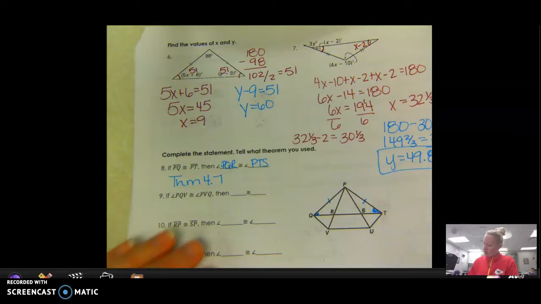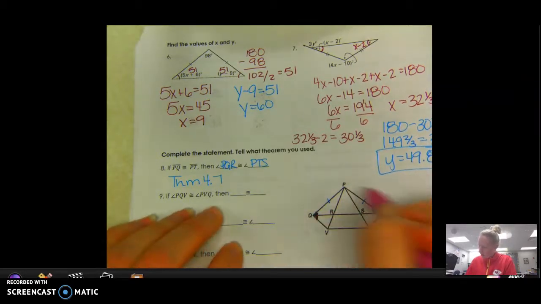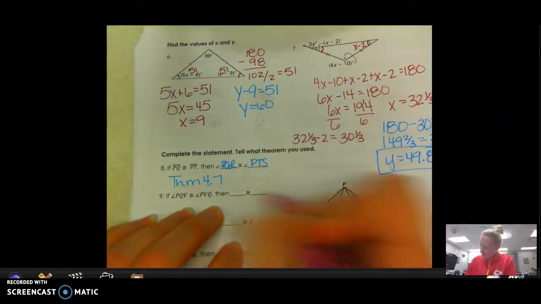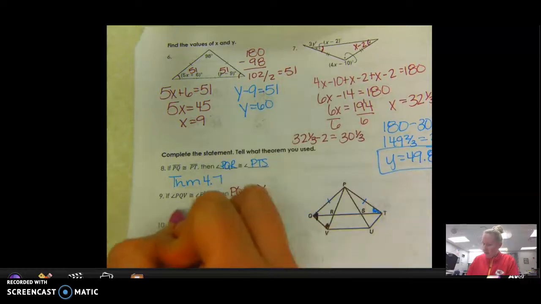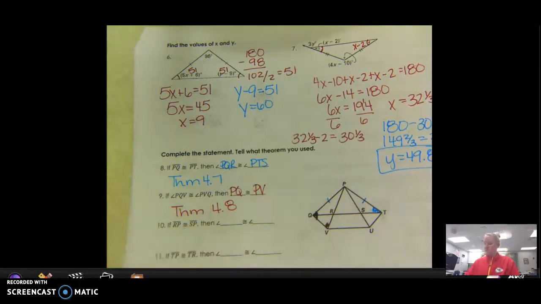Okay, so the next one, if angle PQV, so this angle in here, so this gets a little confusing to see, guys, is congruent to angle PVQ, this angle in here, that means that this side, PQ, is congruent to PV. That is the converse, so that is 4.8.